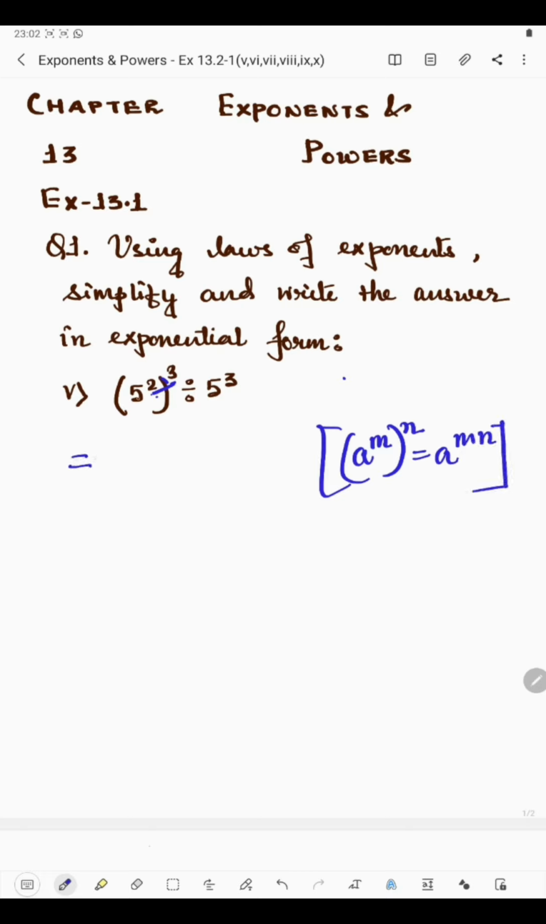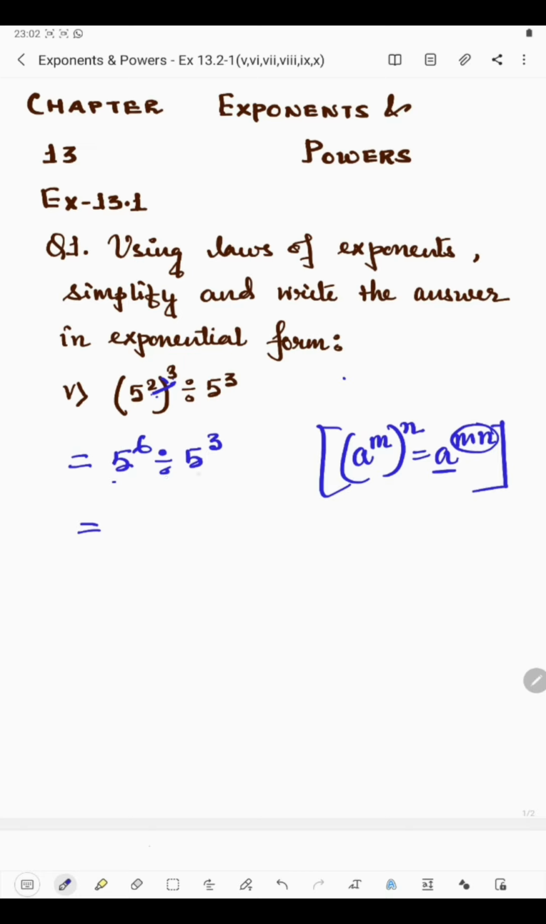So we can write it as a to the power m into n, which is mn. Now here 5 raised to the power 2 whole to the power 3. So according to this law, first we will write the base. Here base is 5. So we'll write the base and then power will be multiplied, right? So here 2 multiplied by 3 is 6 divided by 5 raised to the power 3.